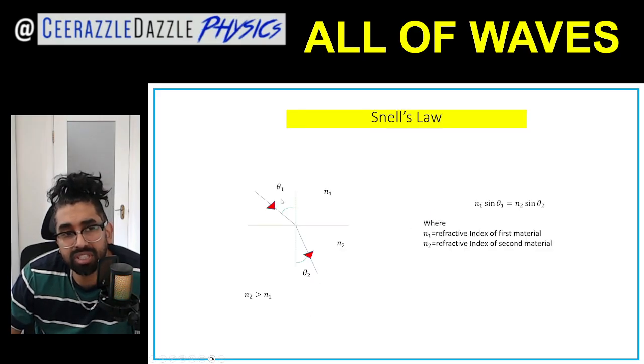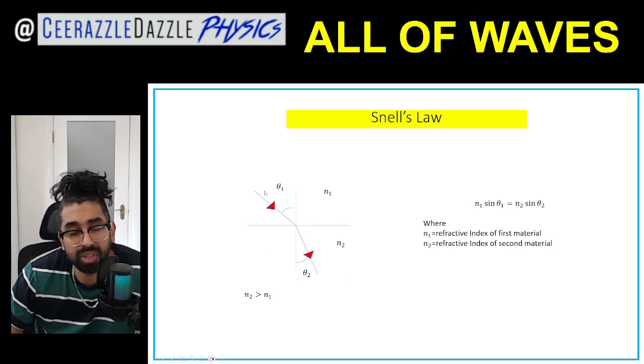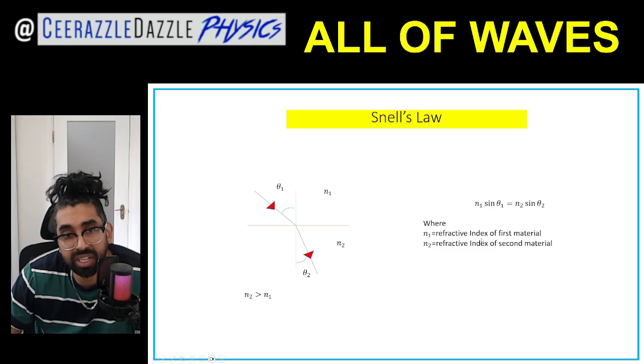Snell's law. Snell's law simply relates the refractive index of the first medium and the refractive index of the second medium together, along with the angles from the normal. So they can be related by n1 sine of the angle theta 1 is equal to n2 sine of the angle theta 2, where n1 is the refractive index of the first material, n2 is the refractive index of the second material over here. And obviously in this diagram, n2 is greater than n1 because it's bending towards the normal.